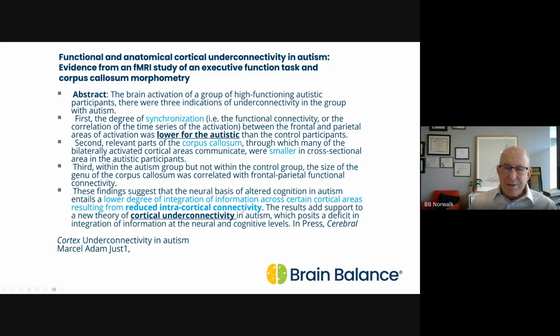Connectivity, we keep coming back to connectivity. So we need to improve brain connectivity in order for the brain to function and process information in an appropriate way. The results add support to a new theory of cortical underconnectivity in autism, which posits a deficit in integration of information at the neural and cognitive level. This was published in the journal Cortex. So I think you're getting the understanding that when we deal with children on the spectrum, when we deal with children with any neurodevelopmental disorder, we need to improve brain connectivity.